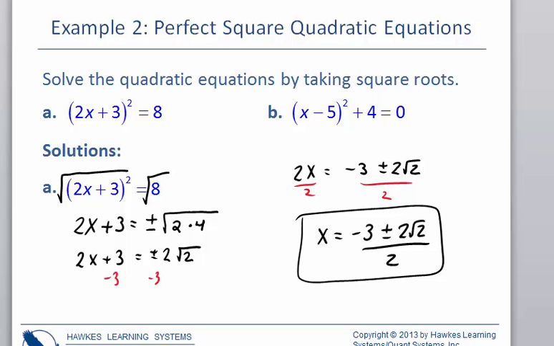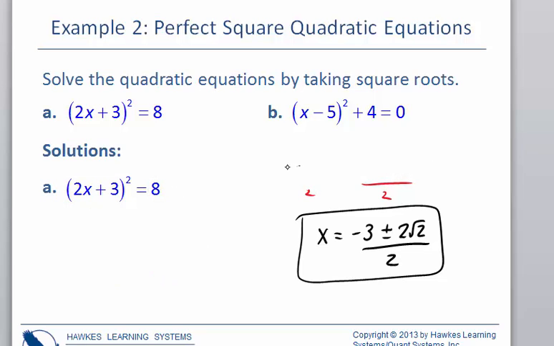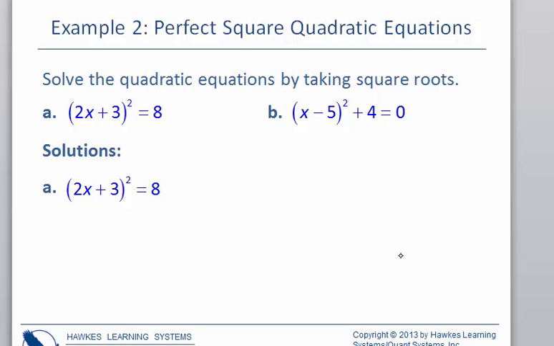All right, so let's go ahead and look at part B. So the only difference in part B is that the squared portion of the problem is not by itself, and it really does need to be before we try to take a square root. So my first thing on this one, the problem reads the quantity (x minus 5) squared plus 4 is equal to 0. I'm going to subtract 4 from both sides. And so that's going to give me (x minus 5) squared is equal to negative 4.